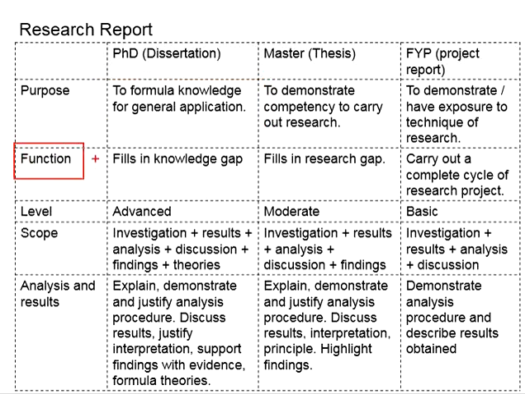In terms of function, the final year project only needs to carry out a complete cycle of a research project. As for the Masters and also the PhD, you will need to find the gaps and fill the research gap. As for the levels, the final year project is the basis, the Master's will be moderate, and the PhD the advanced research level. Now we can look into the scopes for the Masters, PhDs, and the final year project.